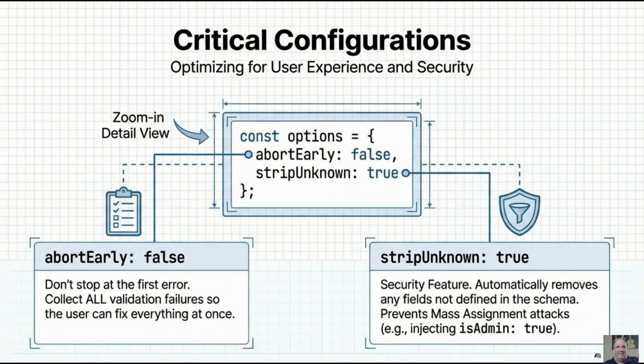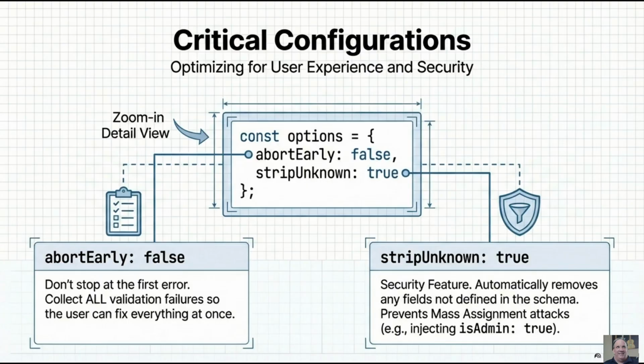That means if a user submits a form with 5 problems, they fix one, resubmit, find out about the second one, fix that, resubmit, on and on, right? So that's a terrible user experience. Setting abortEarly to false tells Joi to collect all validation failures and return them at once. Now the user sees everything that's wrong in a single response and can fix it all at once, right? It's a much better implementation.